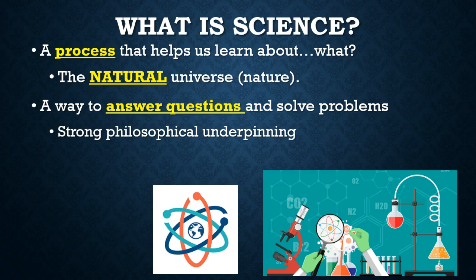And it's important to understand that science is specifically a way to answer those questions that has a strong philosophical underpinning. In other words, there's a way to answer questions and solve problems that is not science. Science is not the only way to do things, but science specifically has a very strong philosophical underpinning. We are building on the philosophies and the discoveries that have been before us in order to use science.